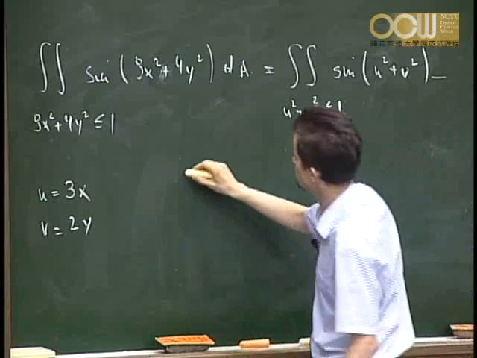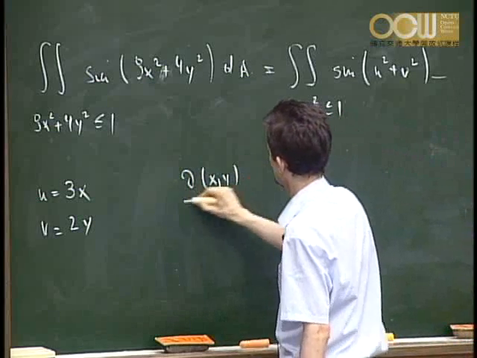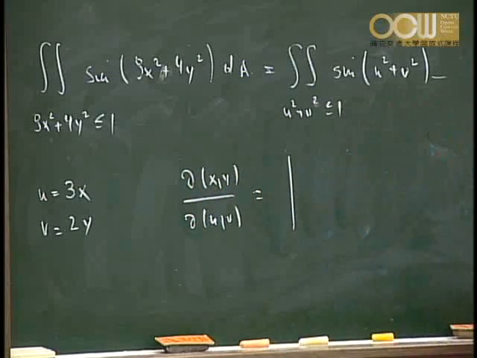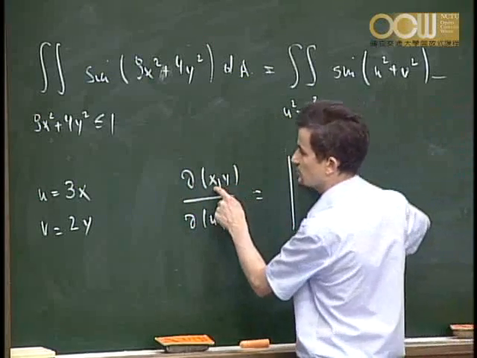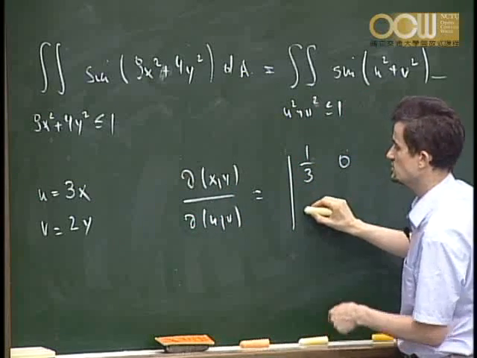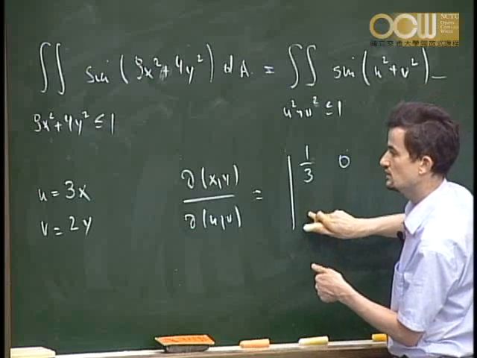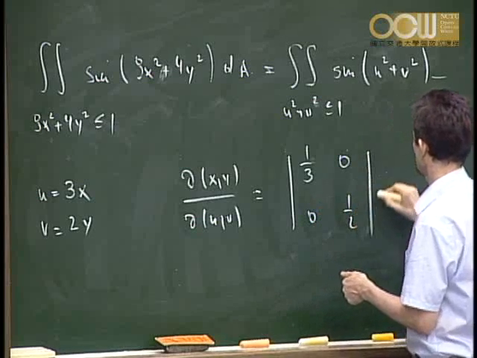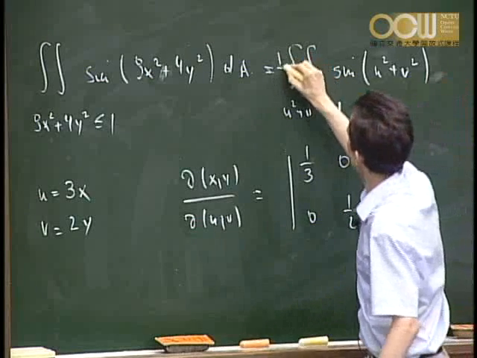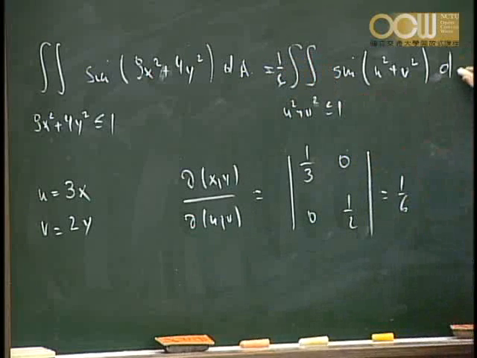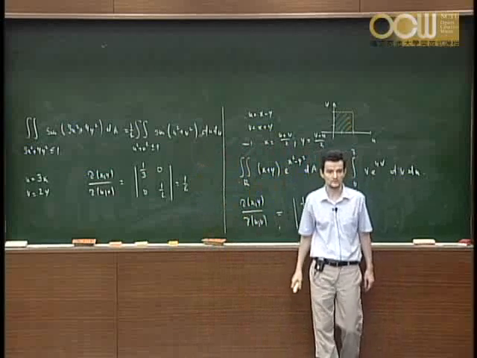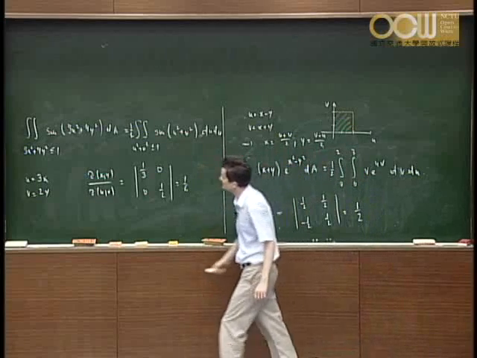We still have to figure out what happens here. For this, we have to compute the Jacobian, the determinant. Here the partial derivative of x with respect to u, which is 1/3, with respect to v, which is 0. Here the partial derivative of y with respect to u, which is 0. And here we have 1/2. So what you get is 1/6. So here you have a 1/6, and here you have du dv. And now, once more, substituting polar coordinates.